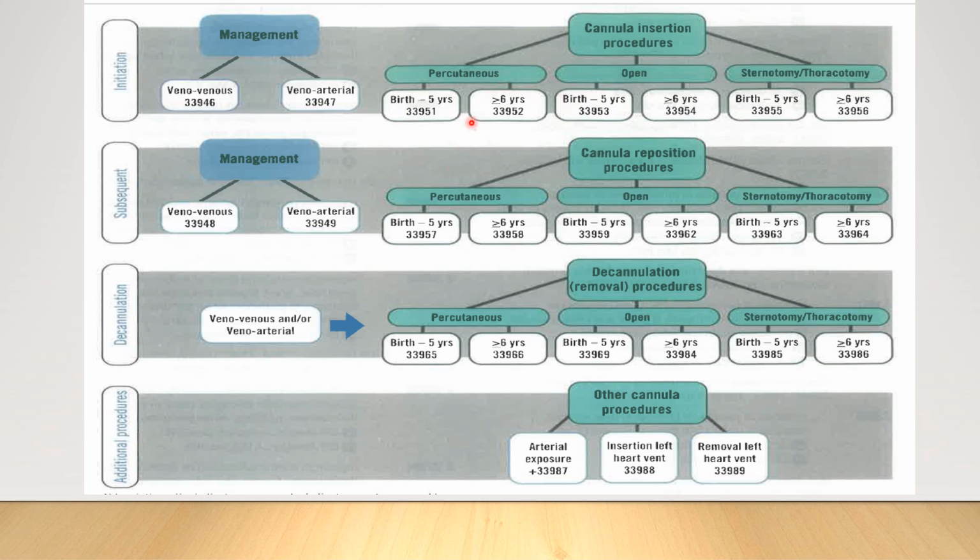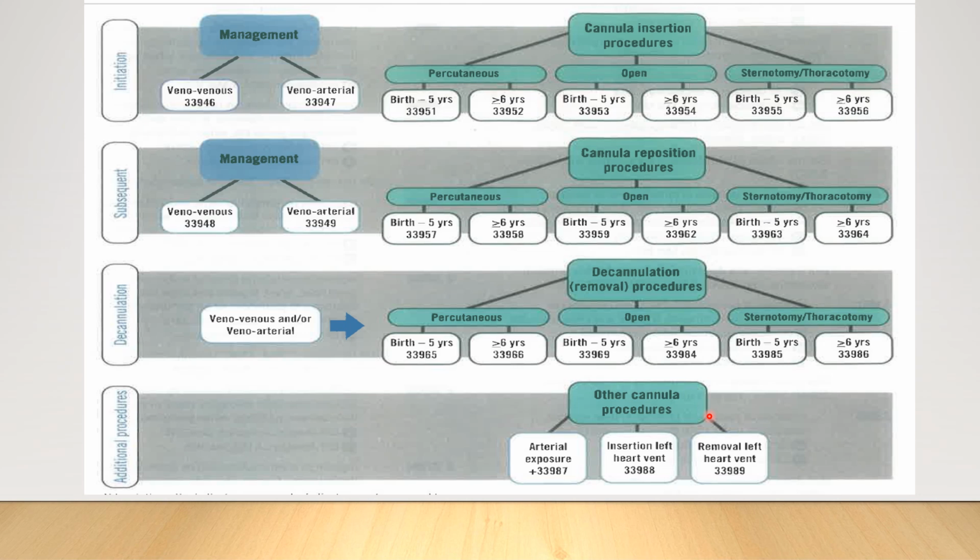And if you see, the codes are divided depending upon the age of the patient. So the percutaneous has below 5 and above 5, and then the open also has two ranges, and the sternotomy or thoracotomy means when we cut open the chest and do it. And these are the codes only for the management. Okay, so this is a very important diagram, and it's very easy to understand.